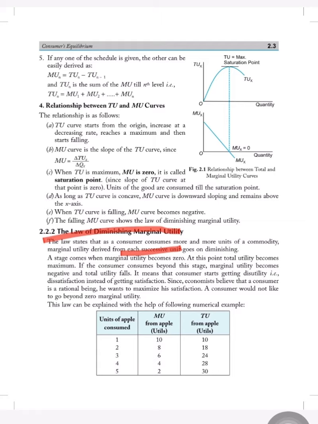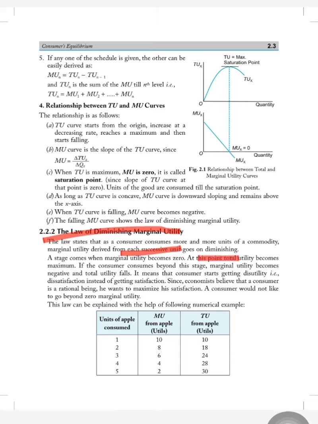Now if you again consume a fifth glass, that will be harmful to you, and that will not be beneficial. At that time the marginal utility will go to the negative side. So that's the law of marginal utility.